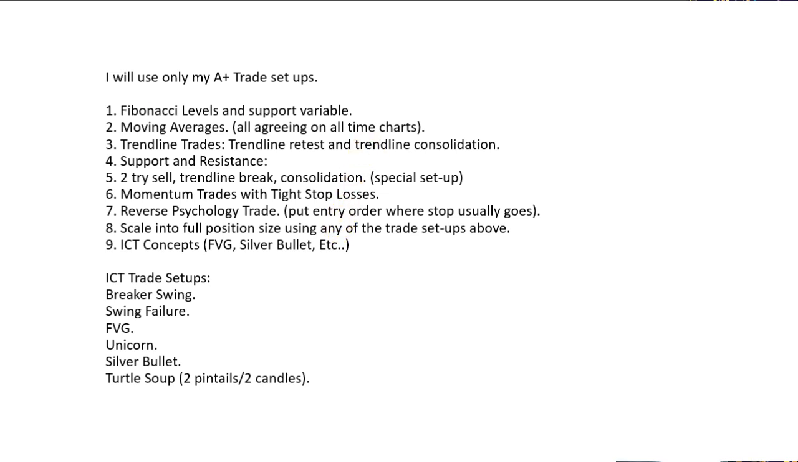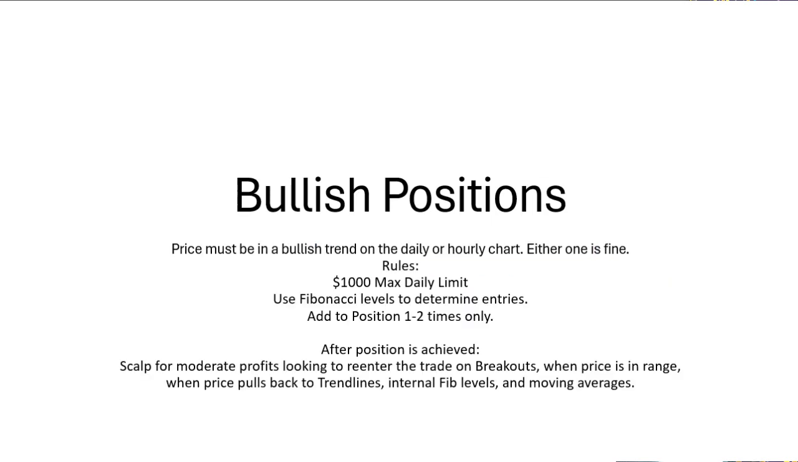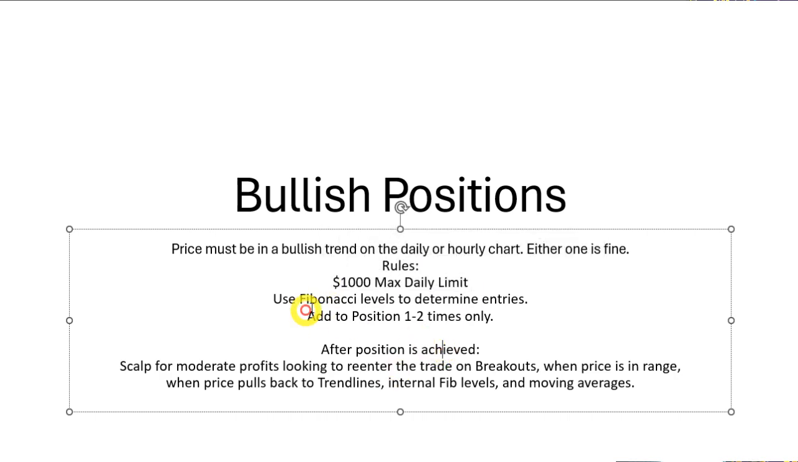Okay, and then I want to go over the strategy rules and what happens, and I'll give you this example right here. In a bullish position, price obviously needs to be in a bullish position either on the daily chart or the hourly chart. Okay, and the rules are simple. $1,000 maximum loss limit. I'm going to use Fibonacci levels to determine my entries and add to position when it goes against me 1 or 2 times only. You can't really add more than once. I'm going to try to see if we can do 2, as long as we're not trying to scam the company, Apex. I think they're fair. We'll just have to see in the future what happens.